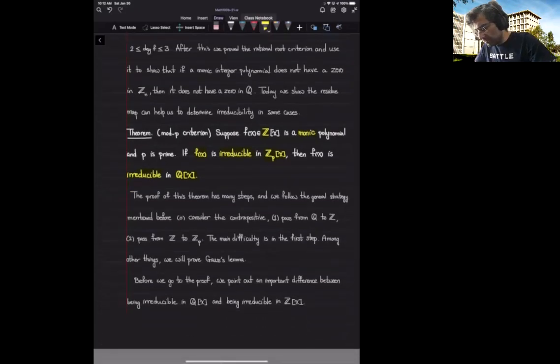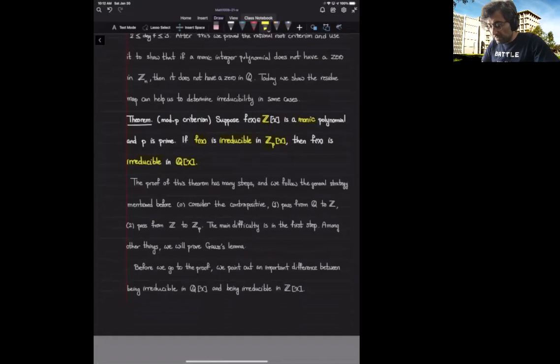Again, as I've mentioned, the outline of the proof is that we will consider the contrapositive of this. That means we are going to assume the polynomial is not irreducible in Q[x]. And then we try to get a result over Z. So we pass this kind of information from Q to Z. And then we apply the residue map and conclude the result over Z sub p. So meaning we want to show that in that case, when I look at the polynomial mod p, it cannot be irreducible.